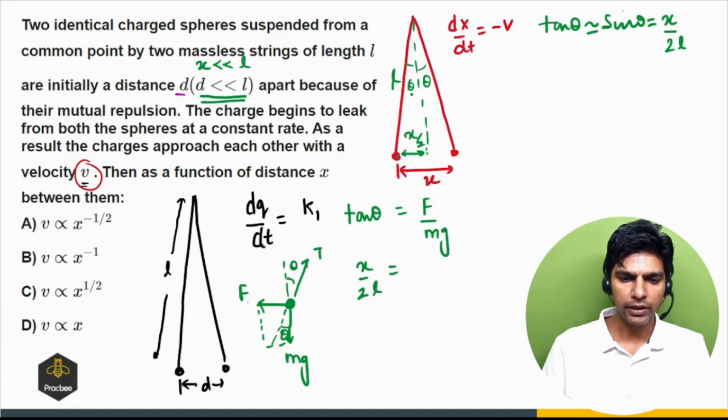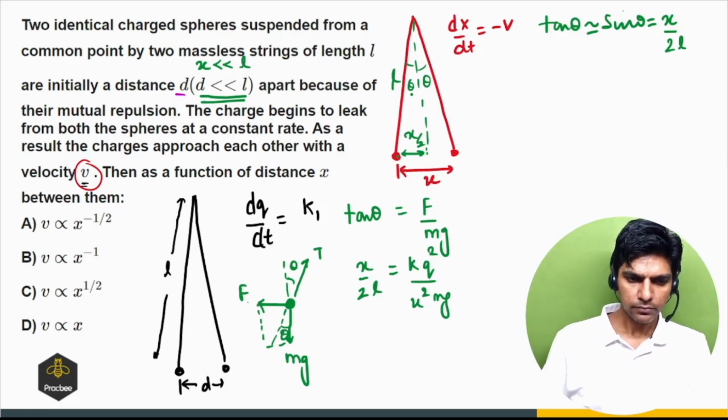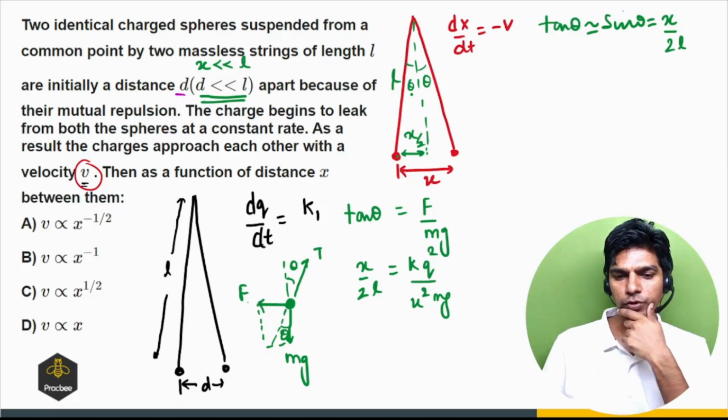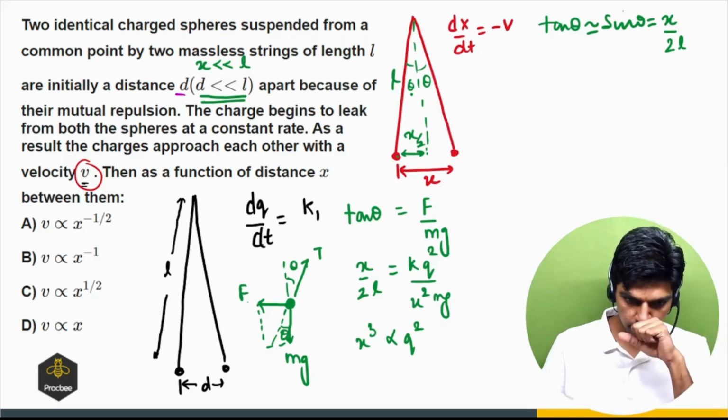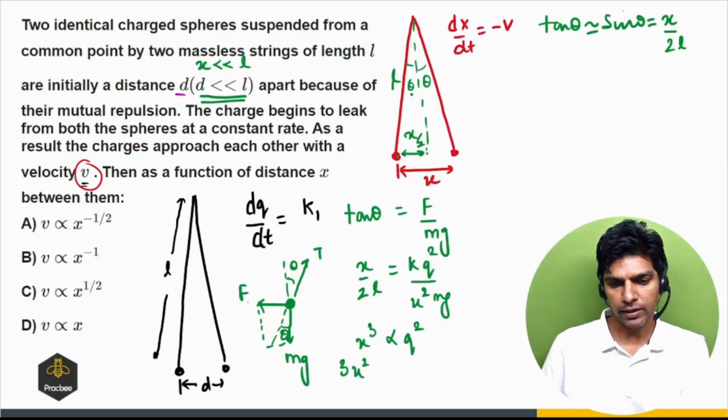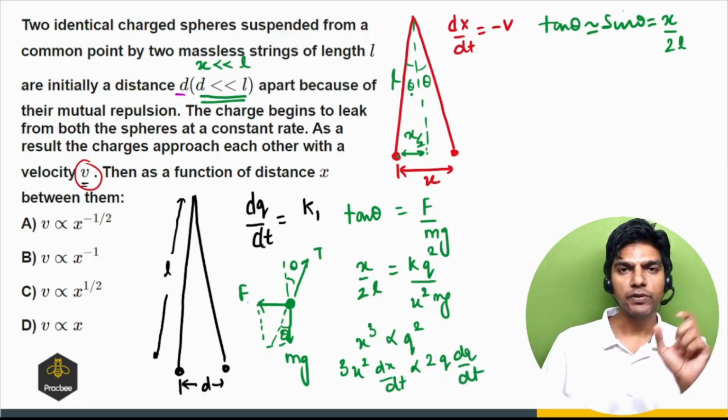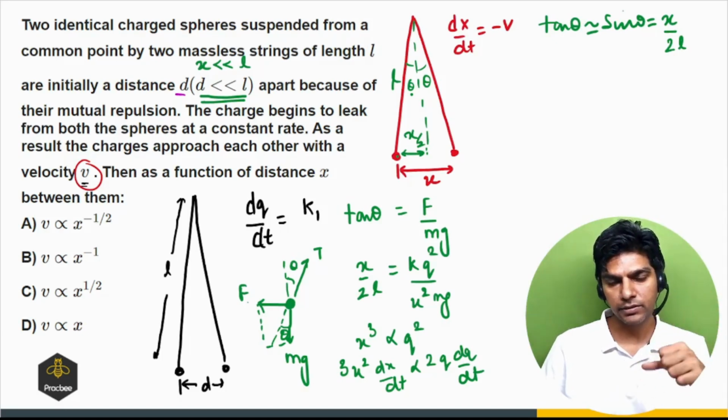Force can be written as k q square divided by r square. R will be x, so x by 2L equals F divided by mg, right? So here, can you see, we have x as a function of q. So we can say x cube will be directly proportional to q square. And if we differentiate this proportionality, we will get 3x square times dx by dt will be proportional to 2 times q dq by dt. And we have given dq by dt is constant and dx by dt is the velocity.